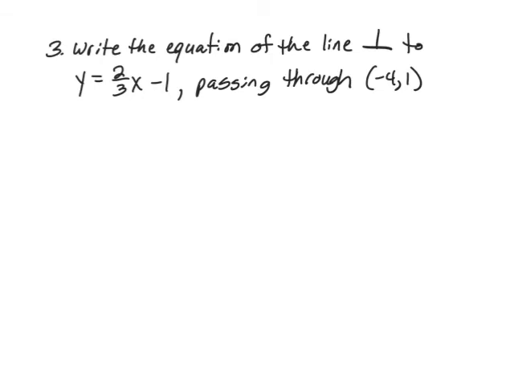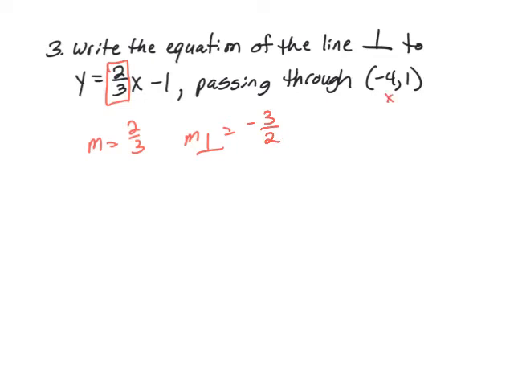Okay, so this time I want to write the equation of the line perpendicular to y = 2/3 x - 1, and this line is going to pass through the point (-4, 1). So, again, I steal the slope. The slope of the original line is 2/3. So now I want the perpendicular slope. That means I have to flip it and change the sign. If I start with positive 2/3, then my new slope is going to be -3/2.